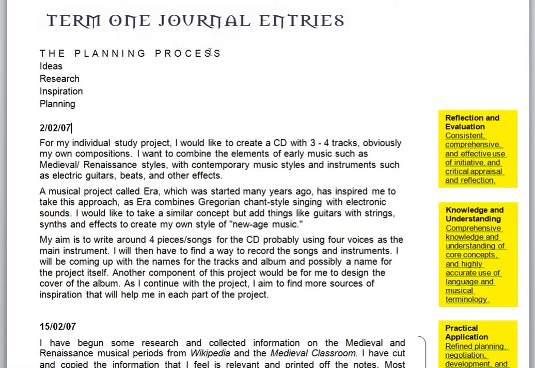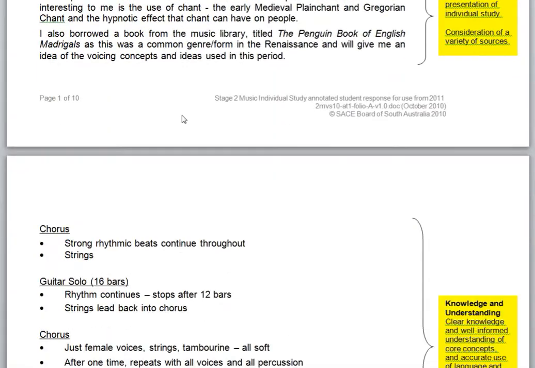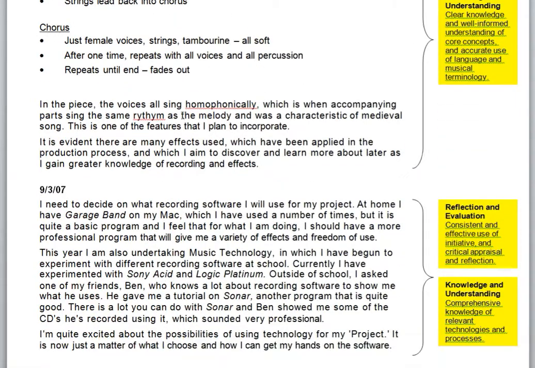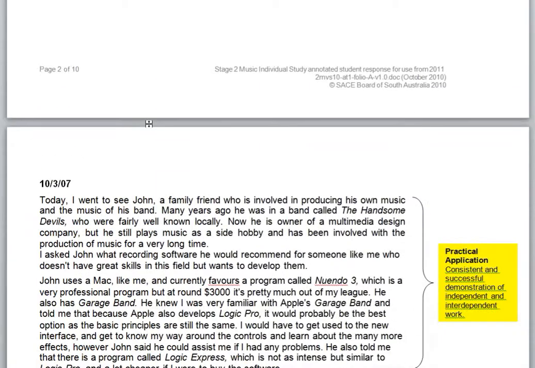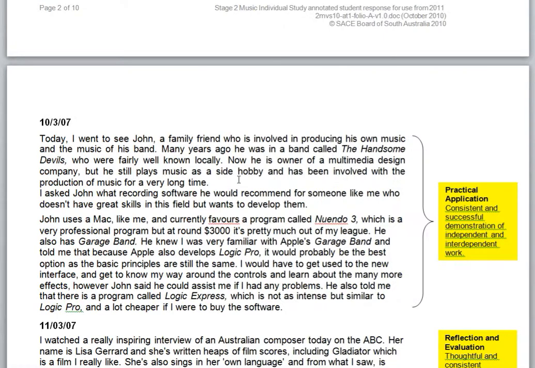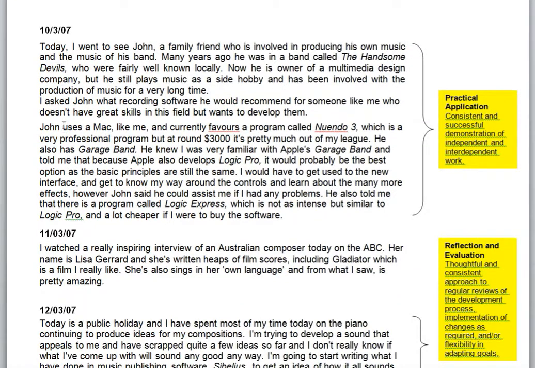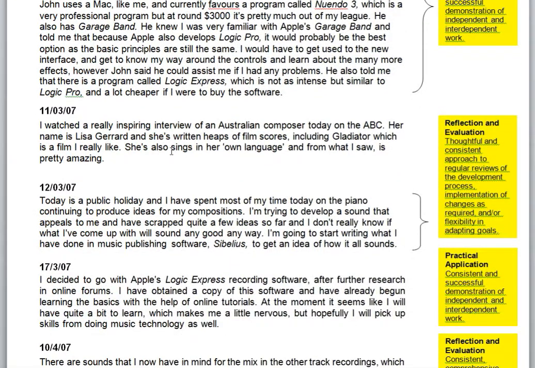You can also see some of the headings that he's put there: the planning process, ideas, research, inspiration, planning. So obviously you can't copy this, but it just gives you an idea about some formatting and some things that you might want to include. Now, once again, if you go onto the website, you can actually download a copy of this and look into this a little bit more in depth. I'm not going to read through it all now. But you can see that his entries are fairly substantial. He's gone through everything that he's used, anything to do with what's happened.